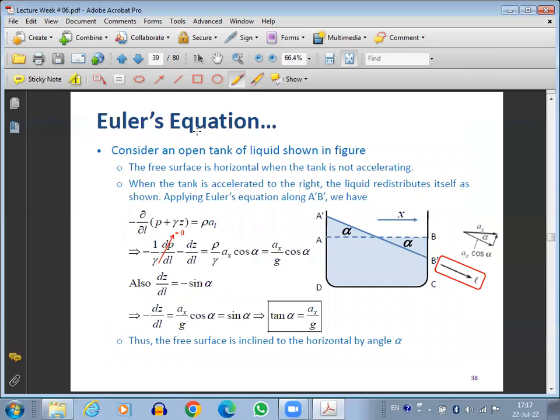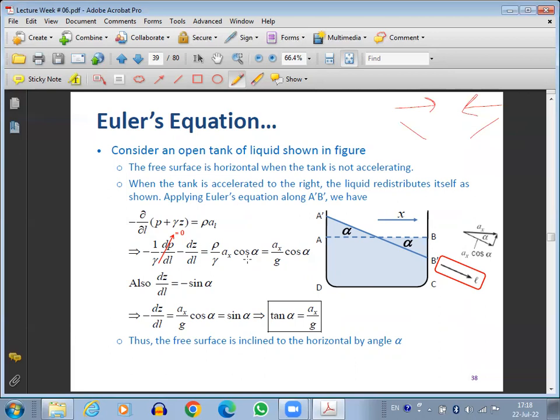As I told you, whenever the container is in motion, there is acceleration. Because of that, the constant pressure lines will not remain horizontal. They will tilt according to the motion, based on the direction of acceleration. If the acceleration is in the positive x direction, the tilt will be like this. If the acceleration is like this, the tilt will be like this. But the angle of this tilt depends upon the actual magnitude of the acceleration.